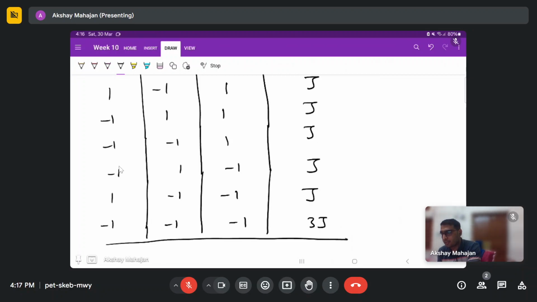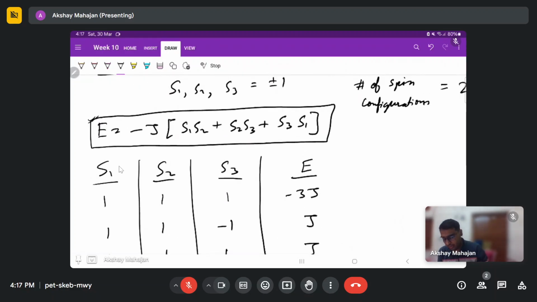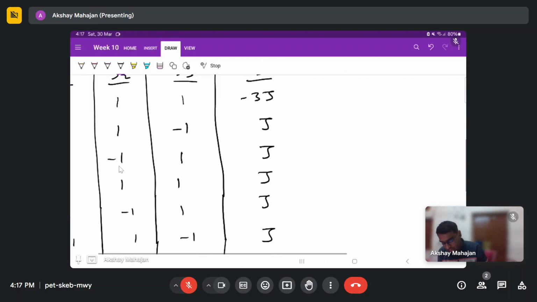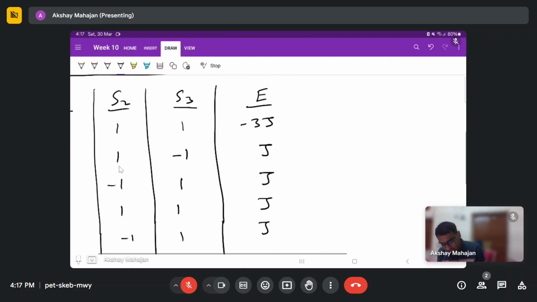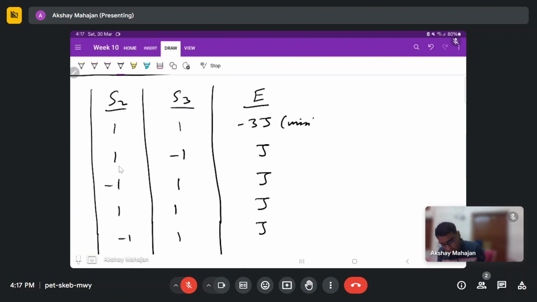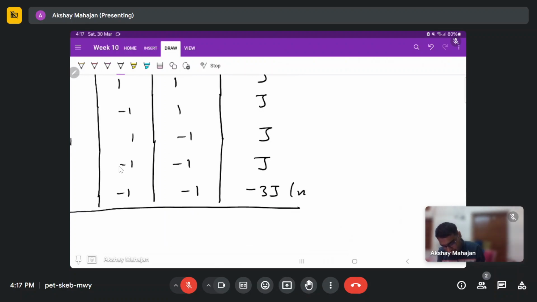Sorry, what we have is okay. Sorry, yeah, this will give us minus 3J, because S1 S2 will be minus 1 times minus 1, which will be plus 1. So we have plus 1, plus 1, plus 1, plus 3. 3 times minus J will be minus 3J. So here we can see that among all these energy values, these two are the minimum. They are actually the same, which is minus 3J. So that is the minimum energy that we can get.